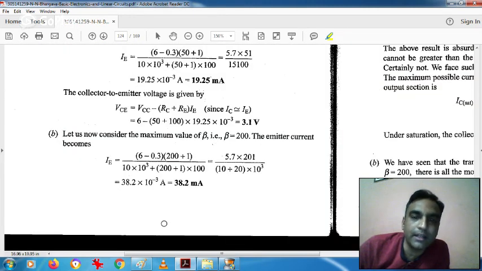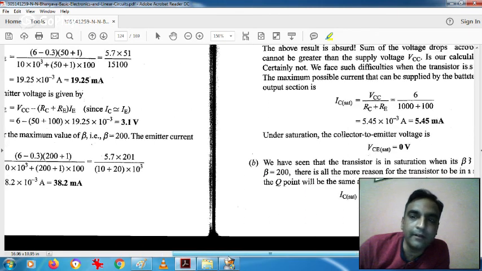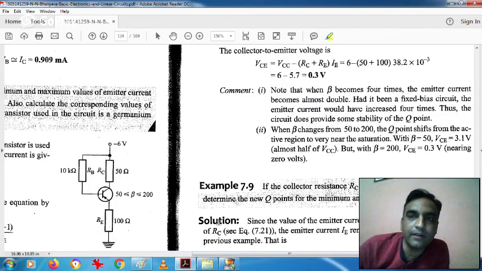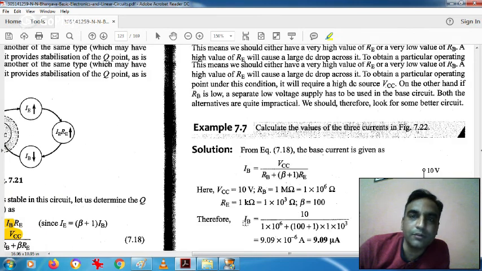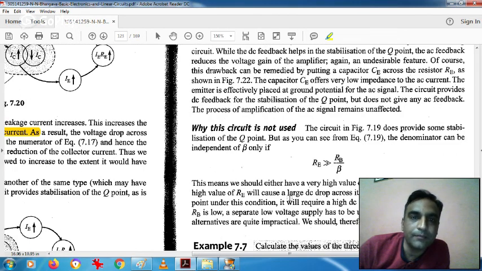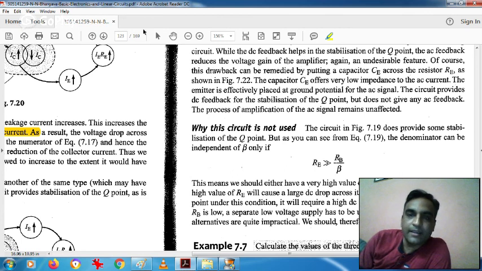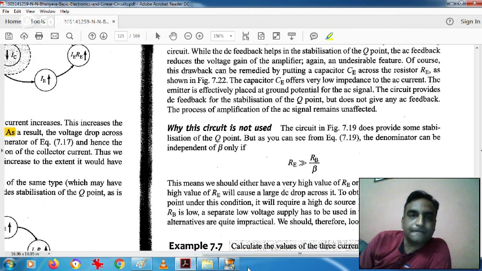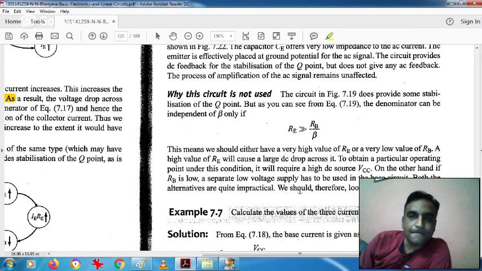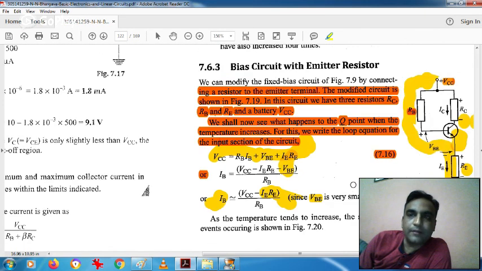Now this circuit is also not preferred. Suppose you are using this circuit, then there will be feedback. If you are using that resistor RE, it will provide feedback and that will reduce the gain. So this circuit is not used for that purpose. Let me show you that this RE is providing feedback from the output side to the input side, so that's why this is not preferred.